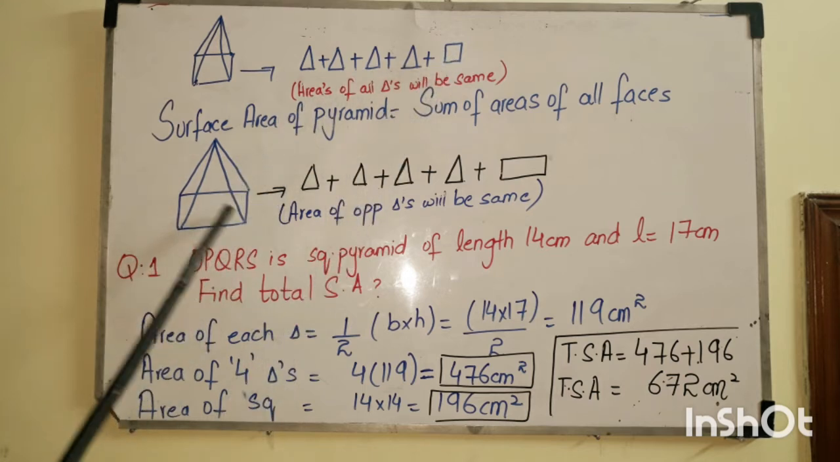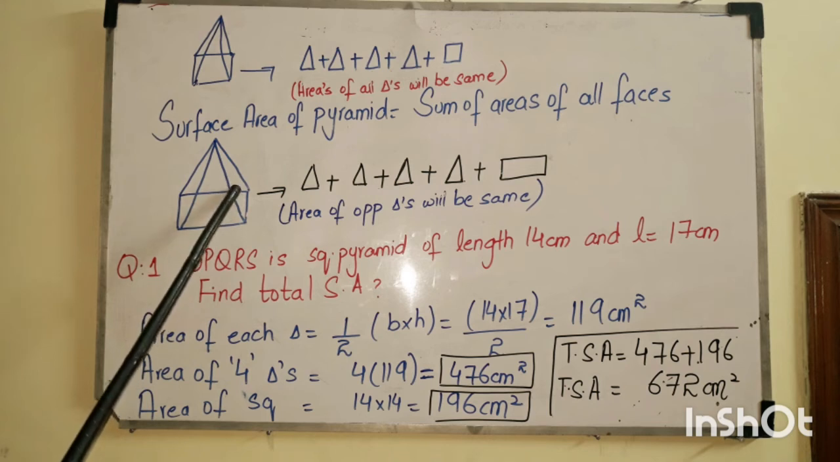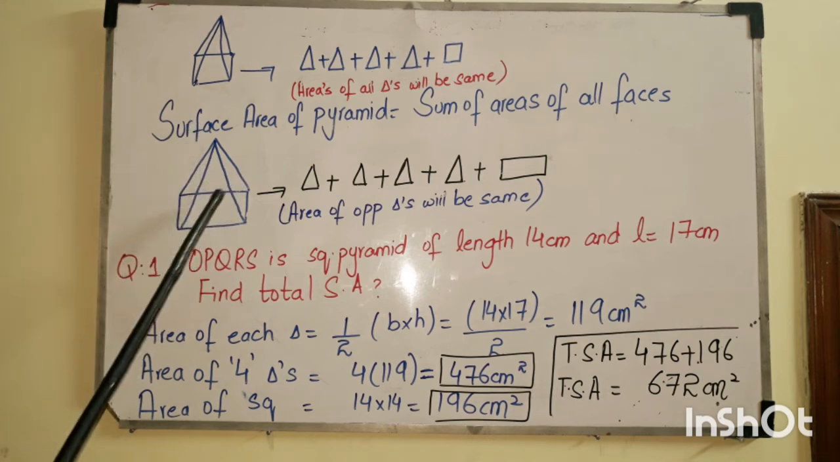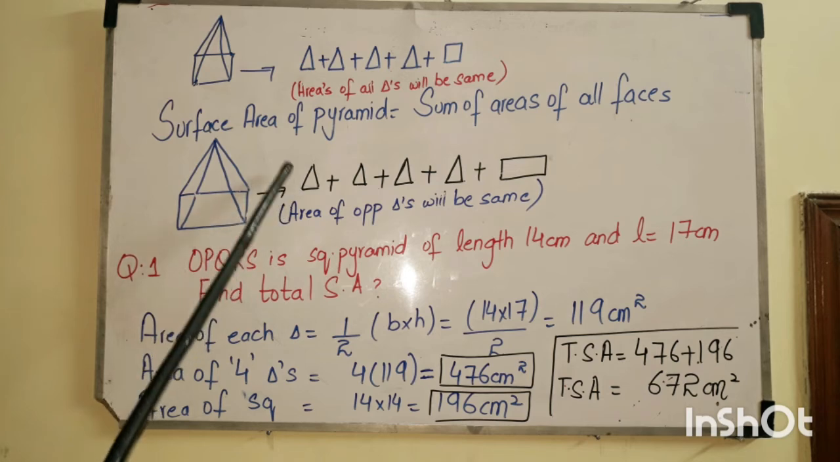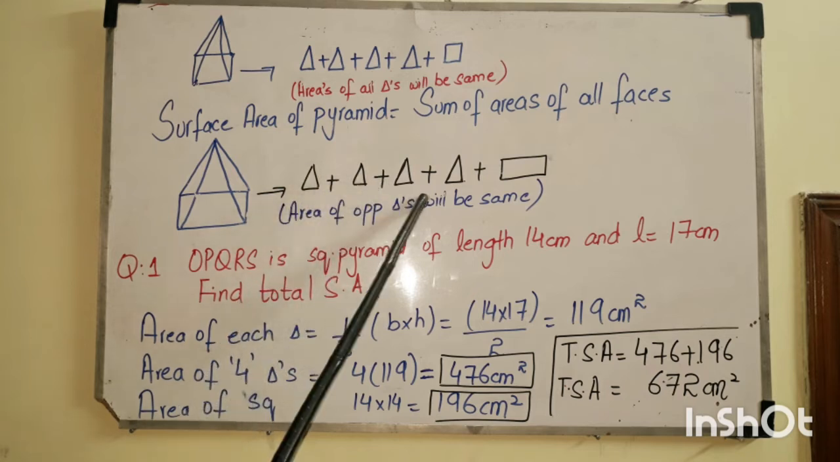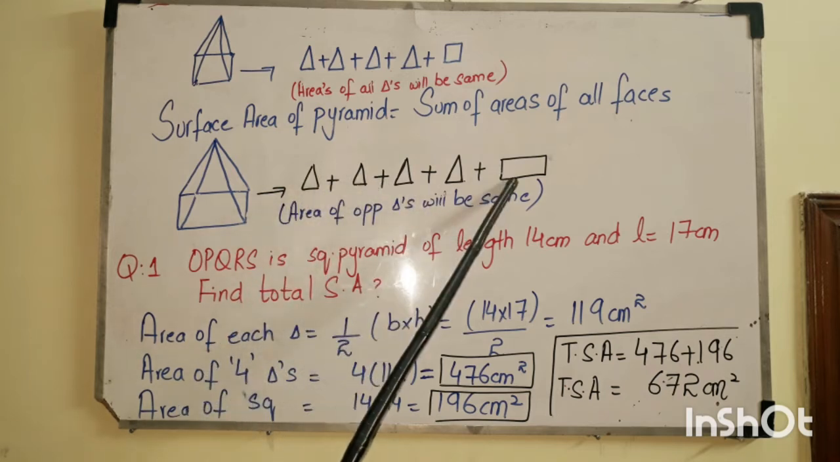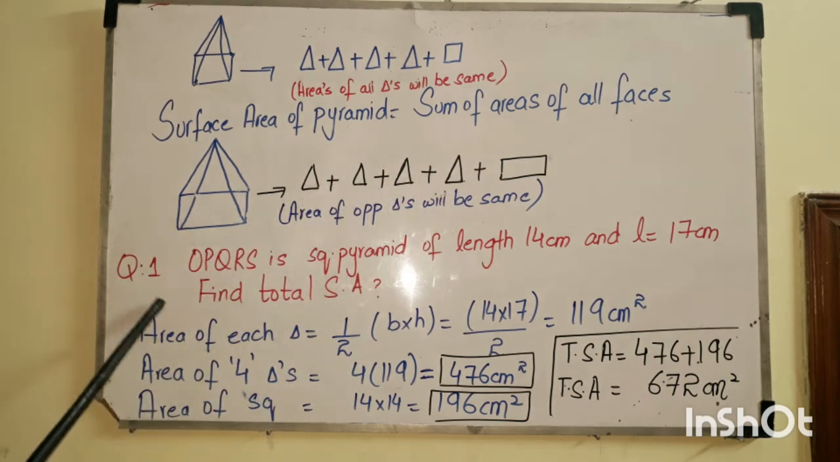But in the rectangle, we know that opposite sides are equal. So the opposite triangles will have the same area. I have to calculate 2 areas first and then the other 2 areas next. Then I will add them up to get the combined area, and the area of the base I will calculate separately. So move toward question number 1.